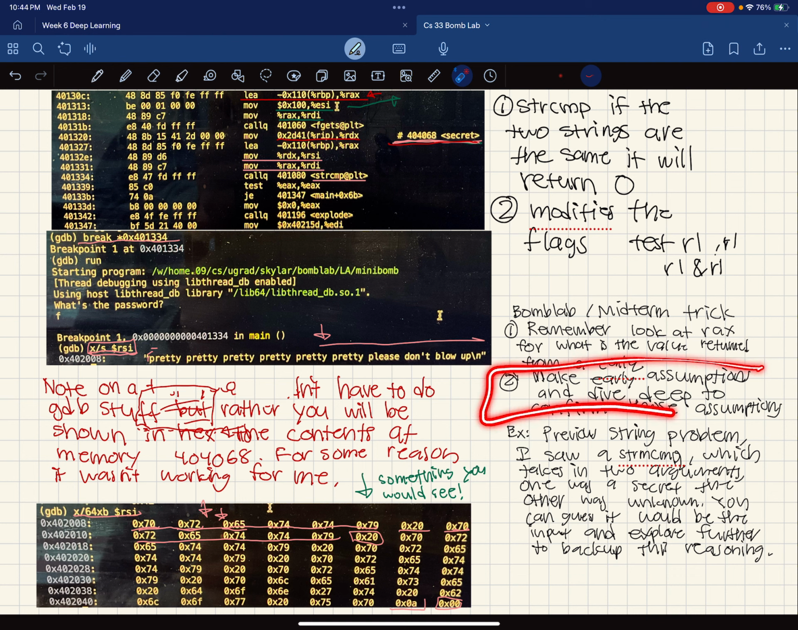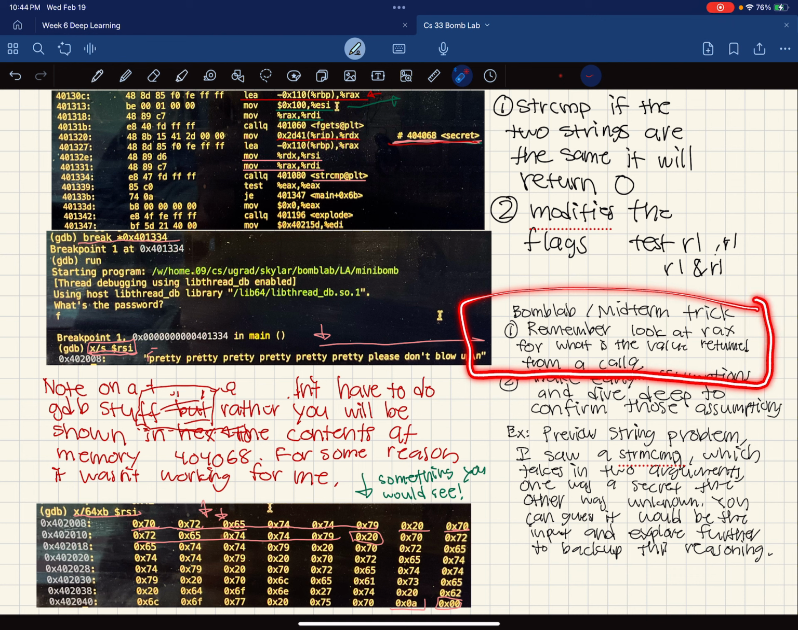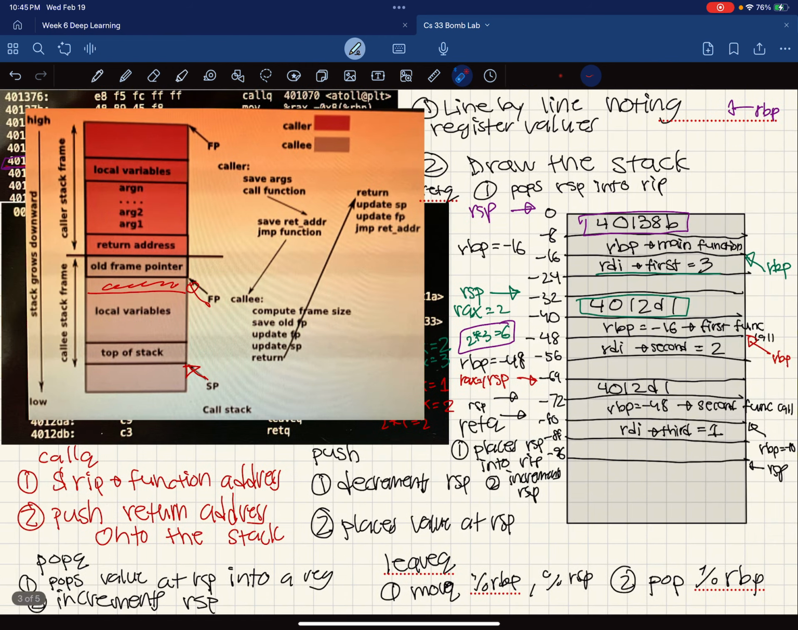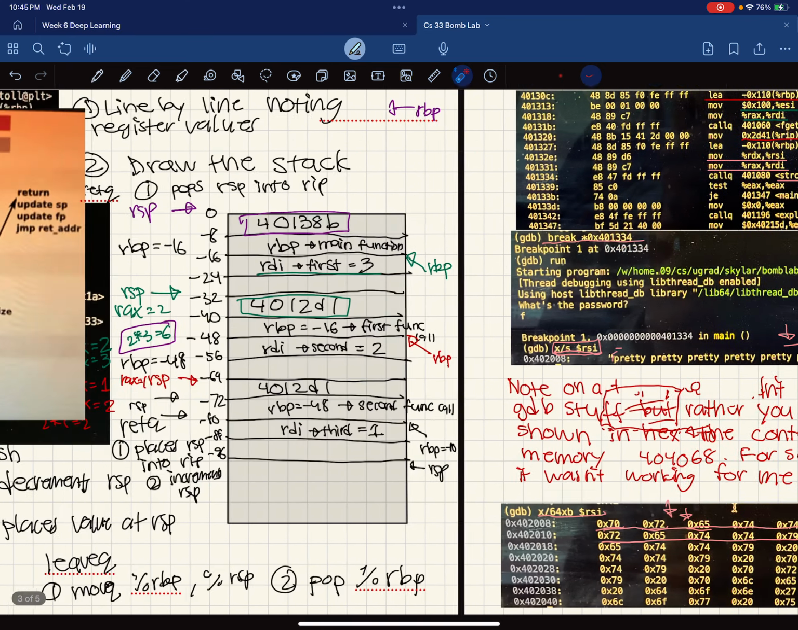Make early assumptions and dive deep into those assumptions. And then always look at RAX for what the value is returned from the call. Understand test and compare, what they do. Test ands the 2 registers together. Understand the dynamics of it: if you AND a register with itself, it will only become 0 if the register itself is 0. Okay, that's the fundamentals for that question.